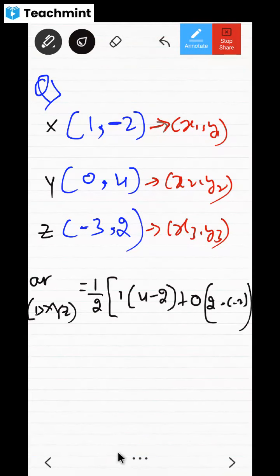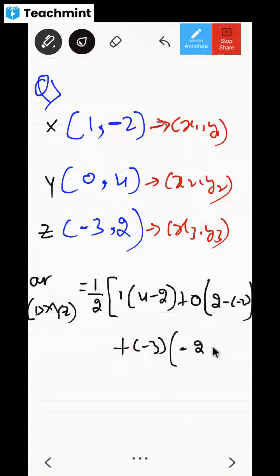Please confirm this. This is very, very important. Otherwise, you'll make mistakes here. 0 bracket 2 minus of minus 2. Anyhow, outside 0 is there, so it is going to become 0 only. But still, the method has to be written in the proper way. Then plus x3. X3 means minus 3 is there. Plus of minus 3 bracket y1 minus y2. Y1 is minus 2, and y2 is minus 4. Then I'm going to close it.